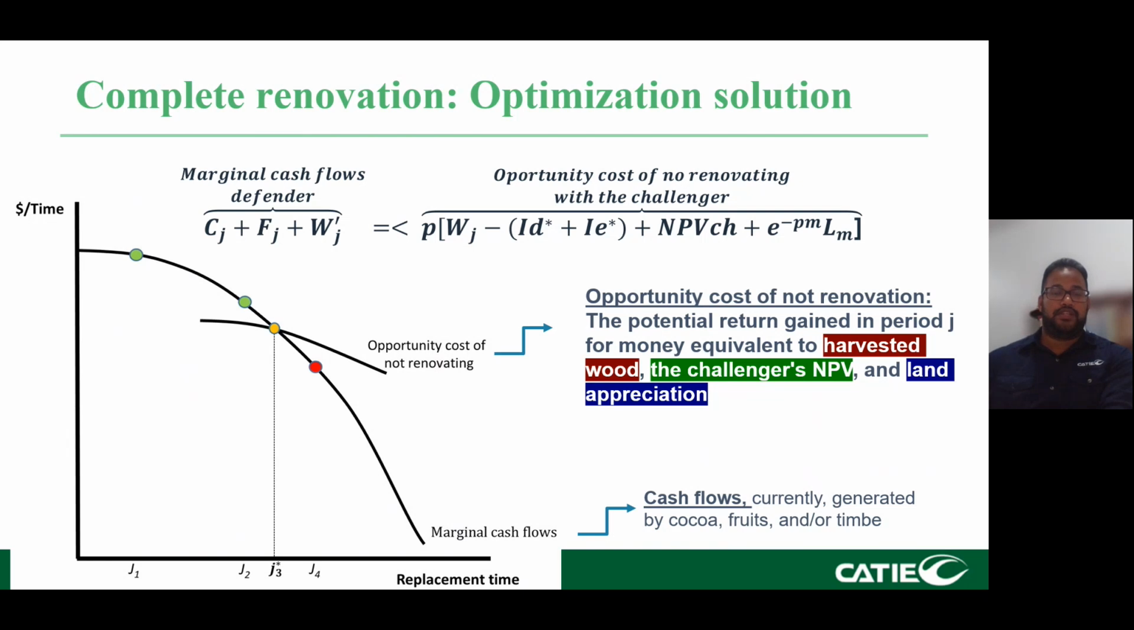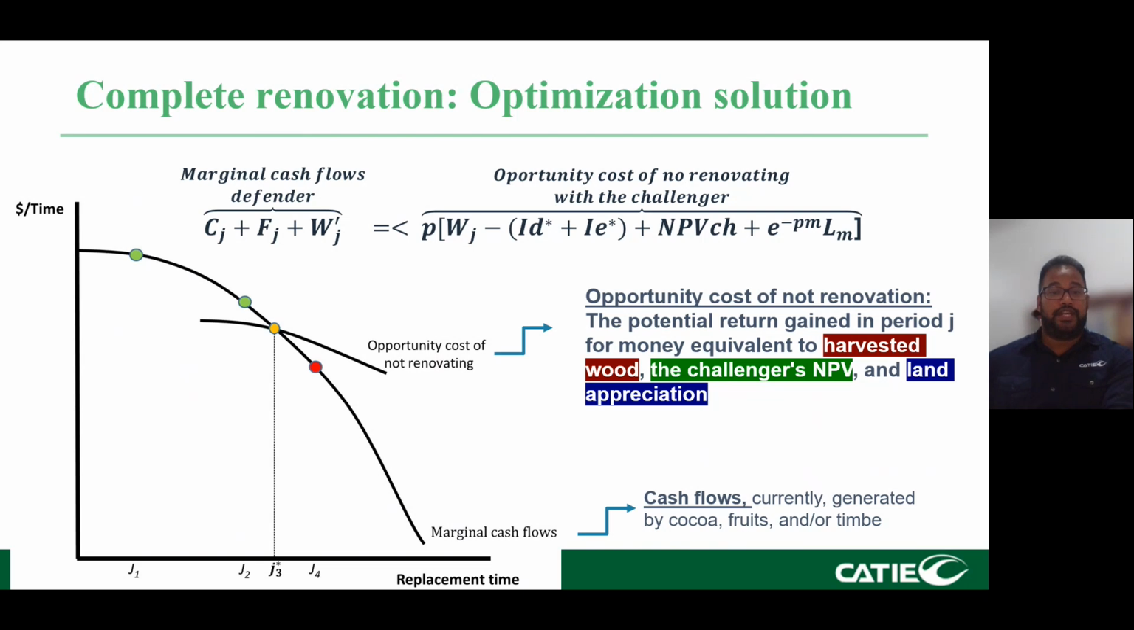Here you can see the optimization solution, which indicates that the optimal time for renovation is when the marginal cash flow in period J is equal to or less than the opportunity cost of not renovating. For example, if we see those two green dots, the marginal cash flow obtained in those periods J1 and J2 for the current agroforestry system is greater than the opportunity cost of not renovating, which is defined by the other line.